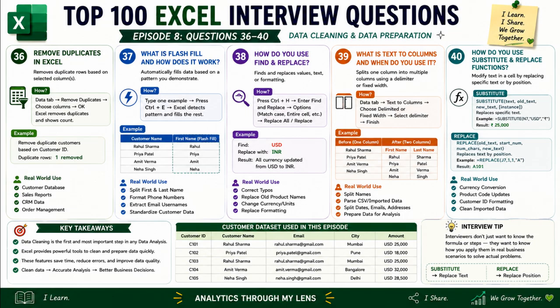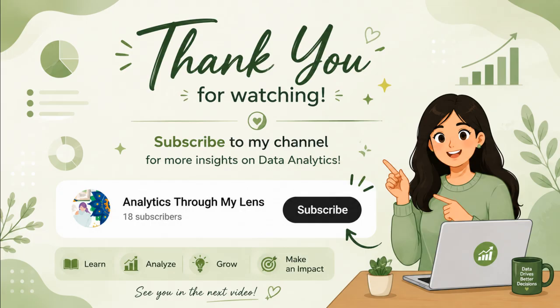Remove duplicates removes repeated records. Flash fill automatically detects and fills the pattern. Find and replace quickly replaces text, values or formatting. Text to columns splits one column into multiple columns. Substitute and replace replace text using value or position. These tools are essential for data cleaning, which is one of the first steps in every data analytics project.